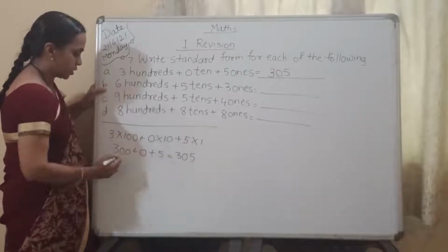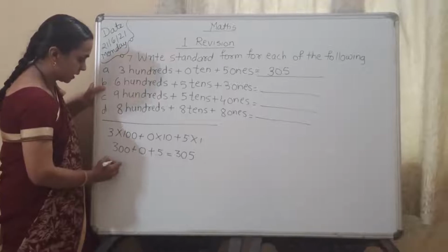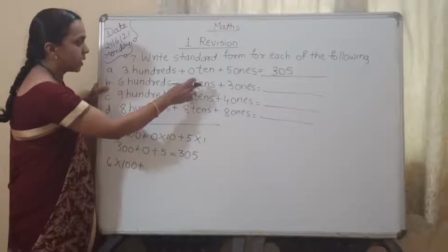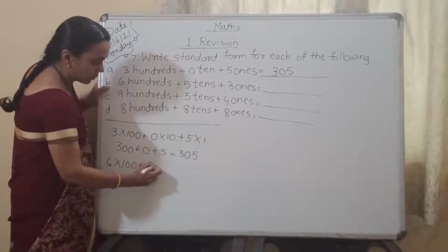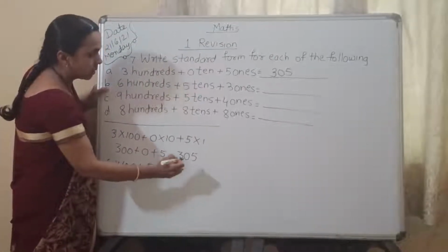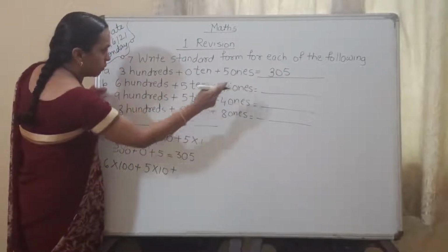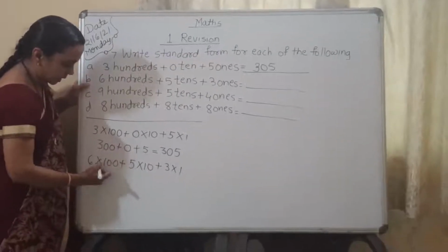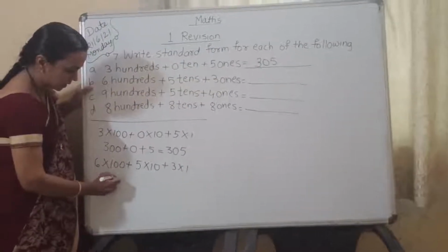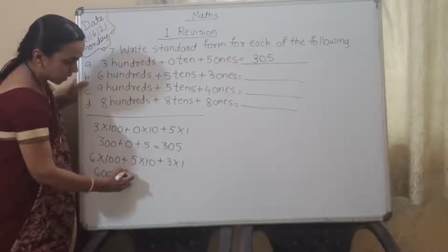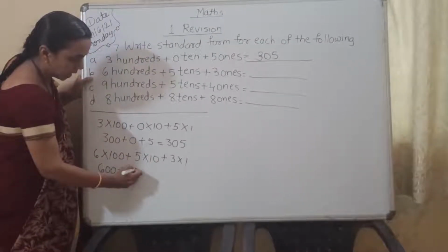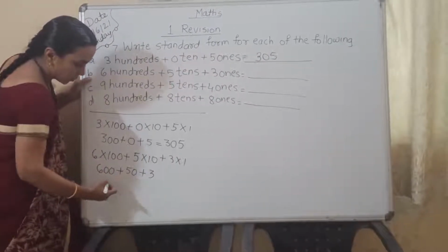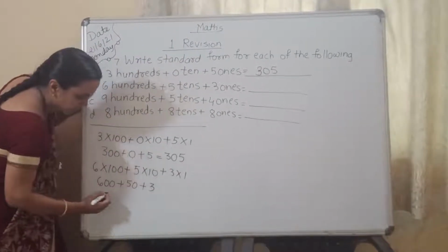Now see B question. 6 hundreds means what? 6 multiplied by 100, plus 5 tens. 5 tens means what? 5 multiplied by 10, plus 3 ones. 3 ones means 3 multiplied by 1. 100 multiplied by 6, 600, plus 10 multiplied by 5, 10 5s are 50, plus 3 multiplied by 1, 3. So 600 plus 50 plus 3.